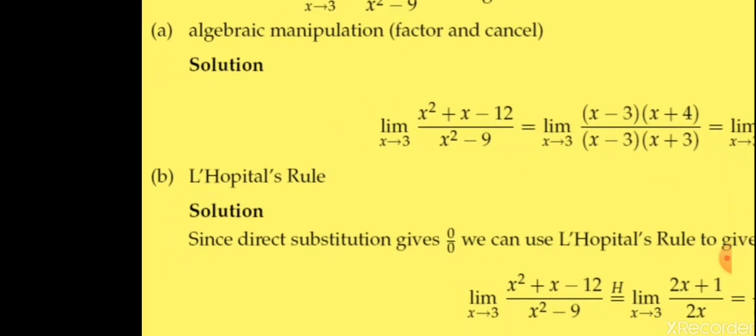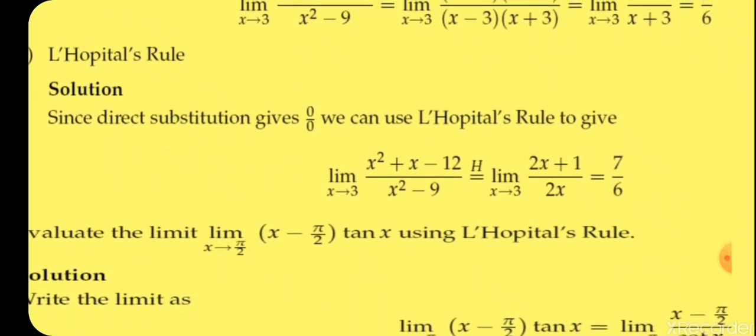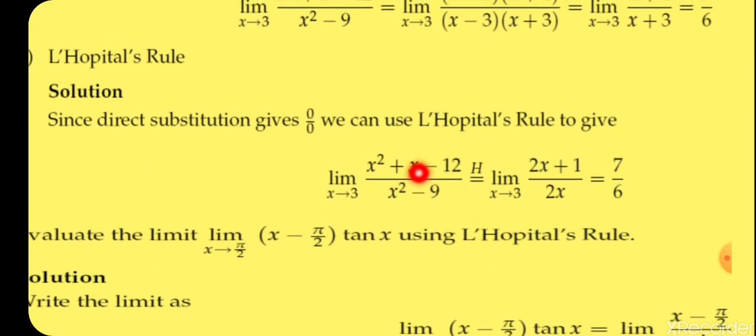And now you can solve the same problem using L'Hopital's rule. You can find the derivative of the function above and the derivative of the function below. So x squared, its derivative is 2x, derivative of x is 1, derivative of 12 is 0 because it is a constant. And now for the bottom, x squared has derivative 2x, and 9 has derivative 0. Now you can use direct substitution, and it gives 7 over 6.